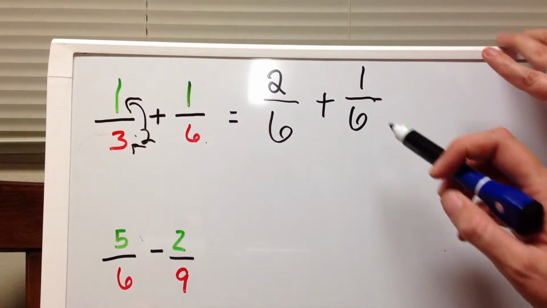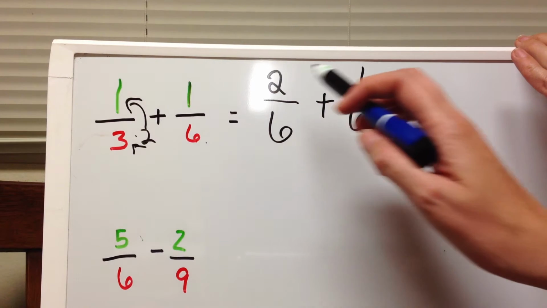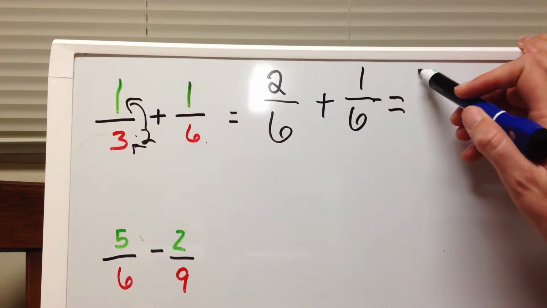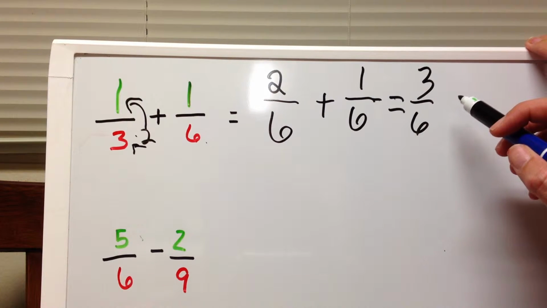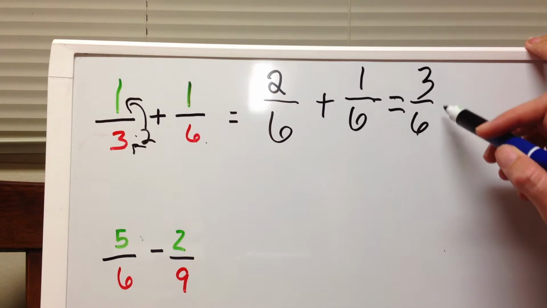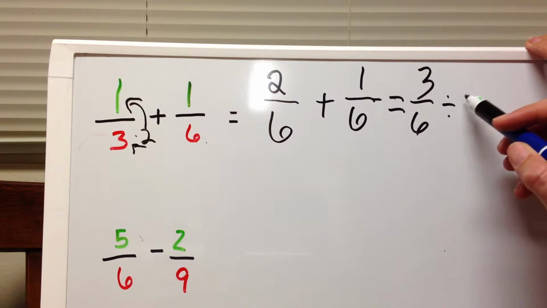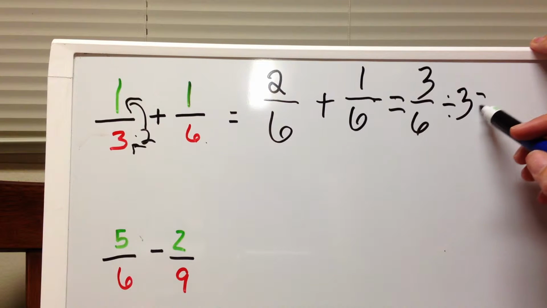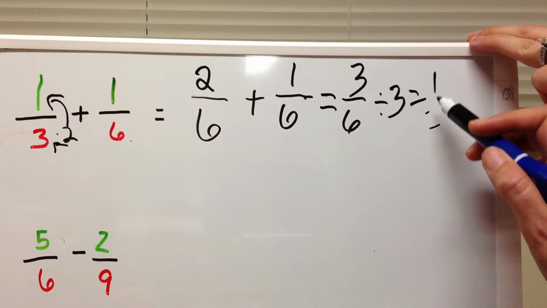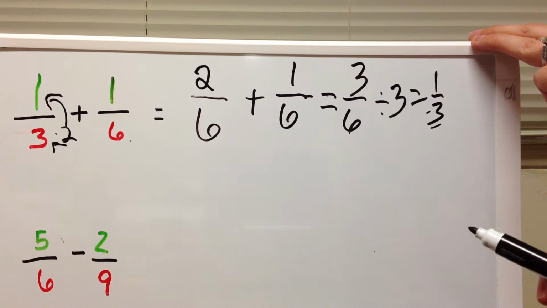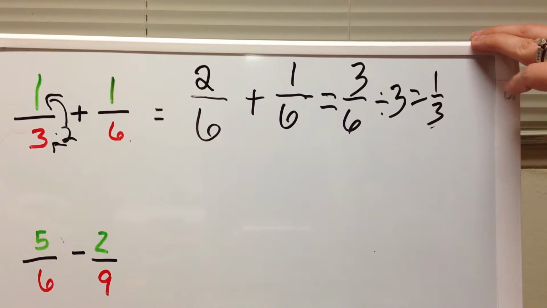So it'll be 1/6. Now that we have matching denominators, we can go ahead and add our numerators. So that will give us 3/6. And our last step here, again, is to simplify. So we know that 3 will go into 3 and 3 will go into 6. So we'll divide by 3 and get 1/3 as our final answer. 1/3 is our final answer.